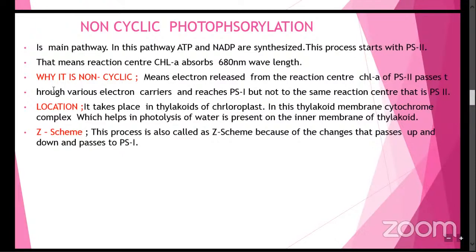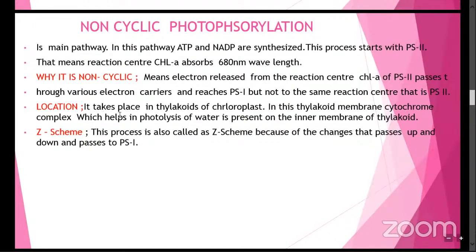The next step just explains why it is non-cyclic. Electrons released from the reaction center of PS2 pass through various electron carriers and reach pigment system 1, but not the same reaction center. That's why it is non-cyclic. And location: where does this non-cyclic photophosphorylation take place?